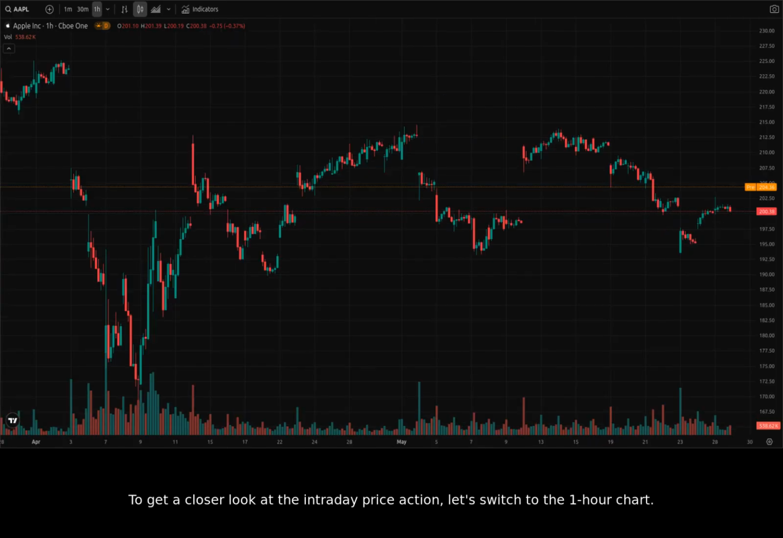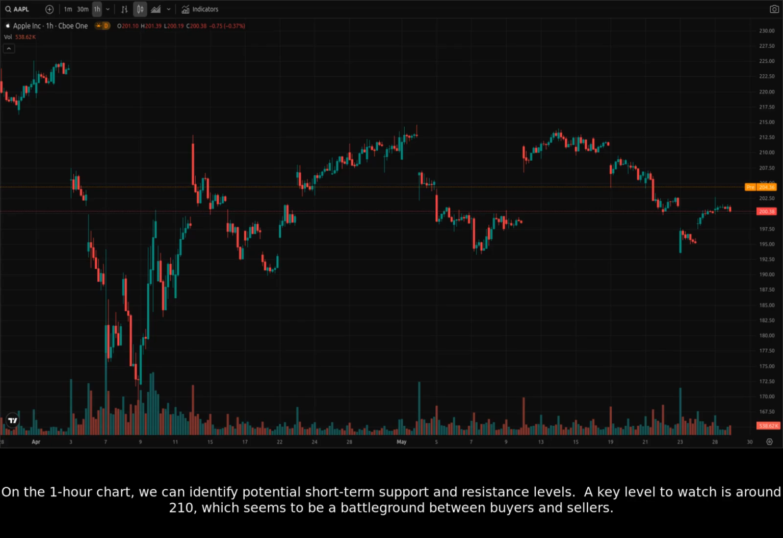To get a closer look at the intraday price action, let's switch to the 1-hour chart. This allows us to examine shorter-term trends and potential entry/exit points. On the 1-hour chart, we can identify potential short-term support and resistance levels.